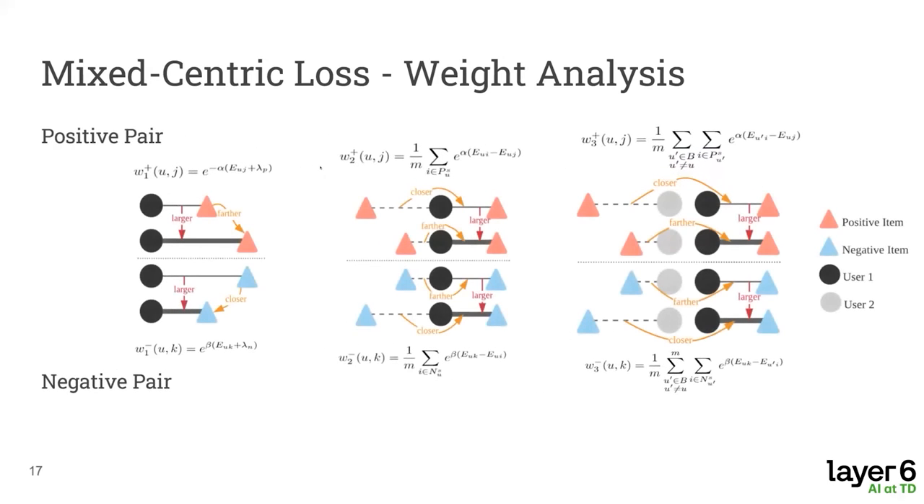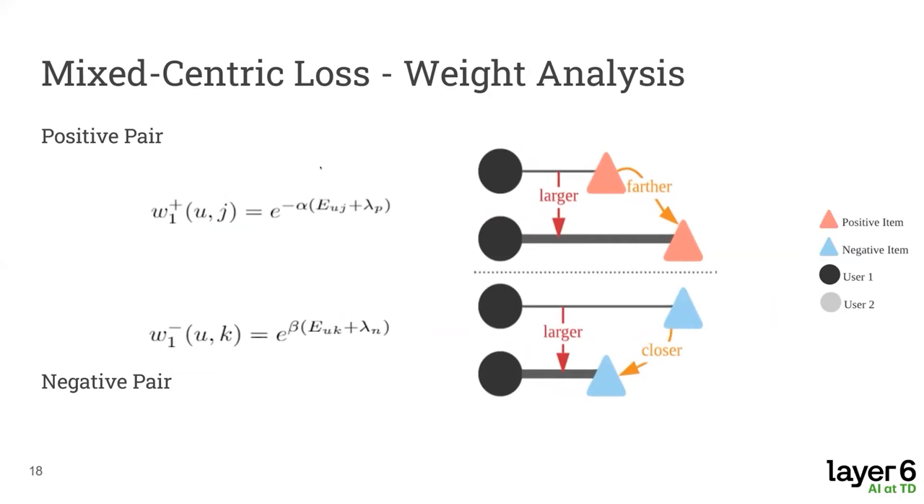The effect of each component is visualized in the figure. The red triangle is a positive item to the user. A blue triangle is a negative item. Black circles represent user 1, and gray circles represent user 2. The W1 component only depends on the distance between user and item. For a harder positive item, where EUJ would be larger, and a harder negative item, where EUK would be small, the W1 component would be smaller and the overall weight would be larger. We refer to this component as the user item centric component.